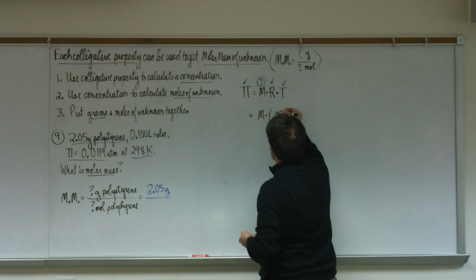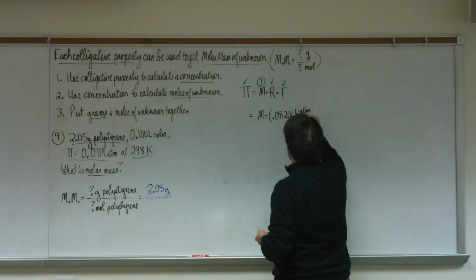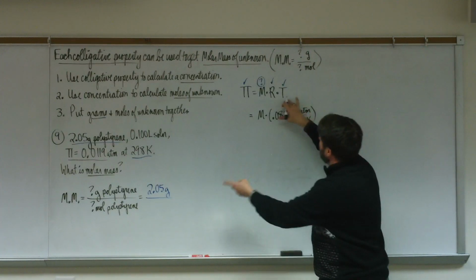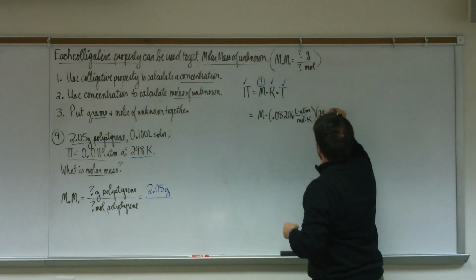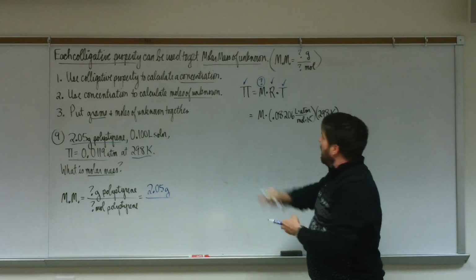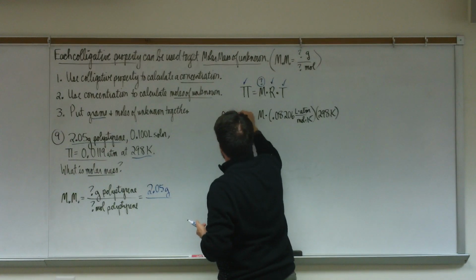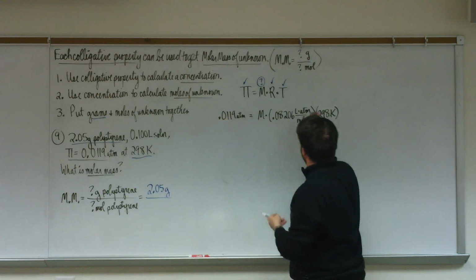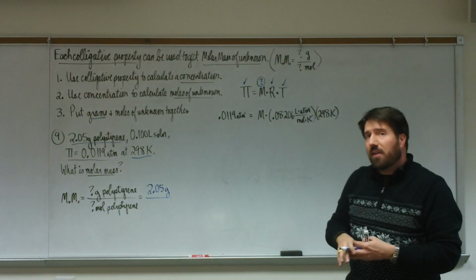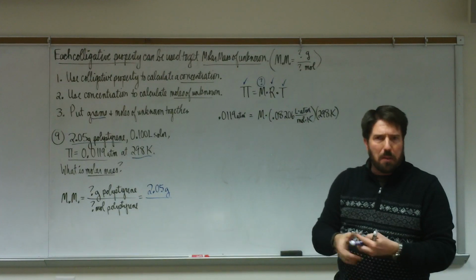We would look up 0.08206 liter times atmosphere divided by mole and divided by Kelvin. Remember that would be given. Then the temperature is 298 Kelvin. I can put that in because Kelvin matches Kelvin. And the osmotic pressure is given as 0.0119 atmospheres. I can put that in because it matches the units that are given. I can solve this directly because everything matched. If the units didn't match, I would convert them and then plug them in.